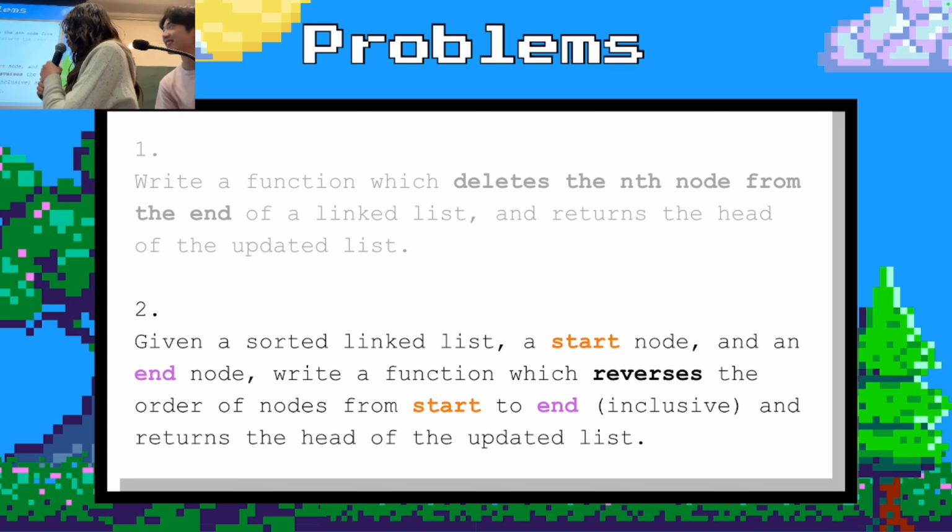So we're given a problem and it says, we have a linked list and it's sorted in ascending order. And we're given a start node and an end node, which will be inside that list. And the question asks us to reverse the nodes from start to end, including the start and end node.